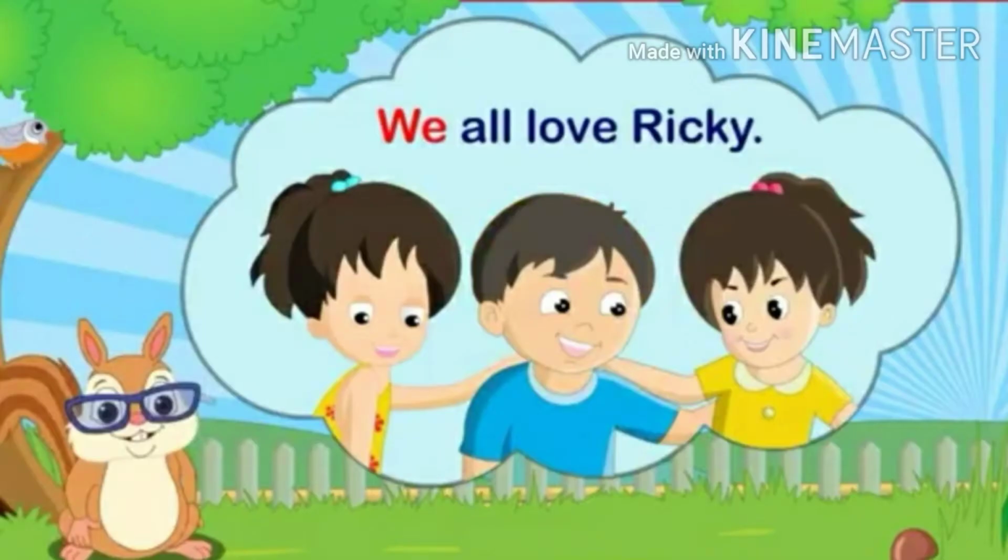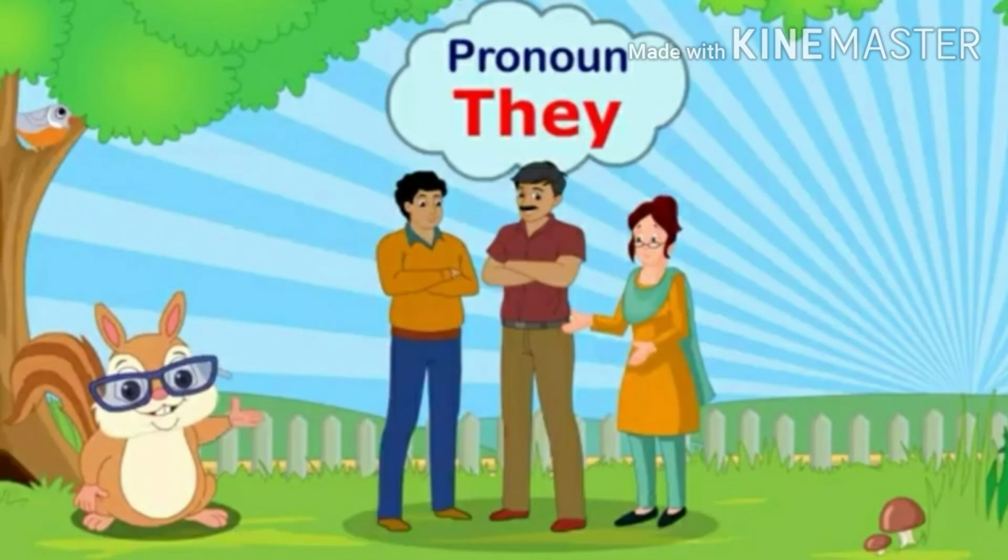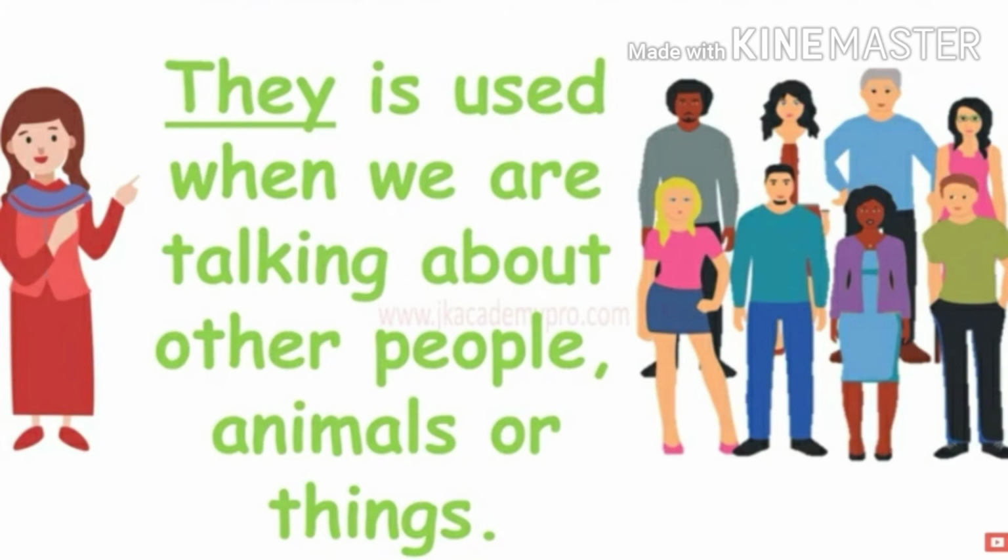For example, we all love Ricky. As you can see in the picture also, there is more than one person, so we is used for more than one person. Now let's understand the pronoun they. Where is they used? They is used when we are talking about other people, animals or things.